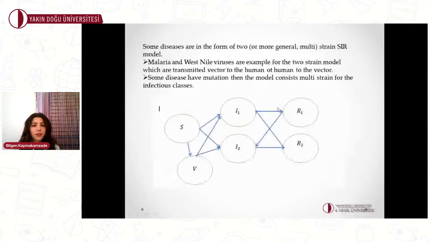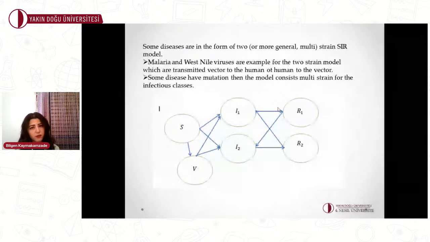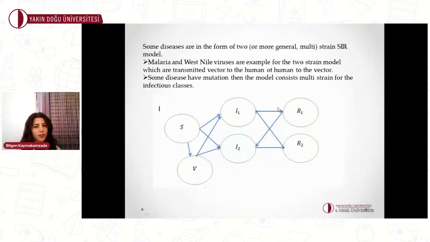And some models have more than one strain, so we say more generally multi-strain modeling. For example, West Nile virus has two susceptible populations, mosquitoes and humans. So we need two strains here. Or sometimes viruses can have mutation. If we have mutation, it means that we have two types of viruses. So as you can see in that model, we have two infected classes. If we have two types of infected classes, it means that we have two recovery parts, if the disease has a recovery part, of course.